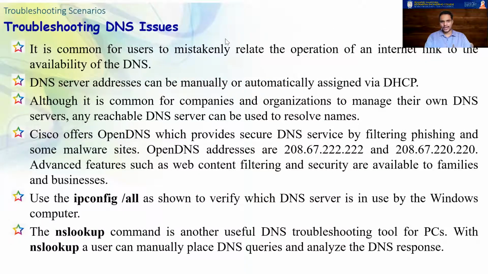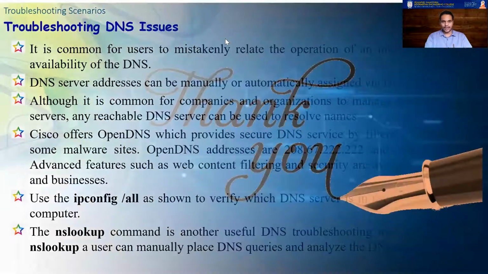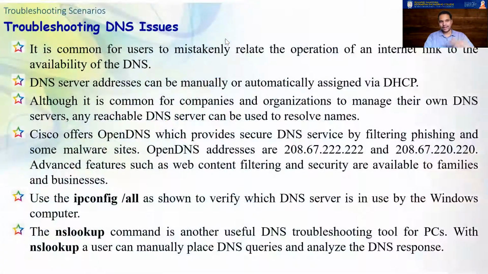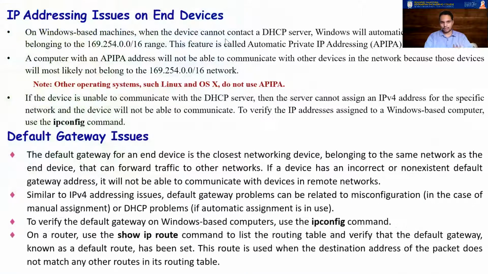DNS is also an issue. Once again, you can use ipconfig /all to show which DNS server is in use by your Windows computer. If you want to change the DNS server, you can also configure it. So these are all the different troubleshooting issues with DNS, your default gateways, and your IP addressing.